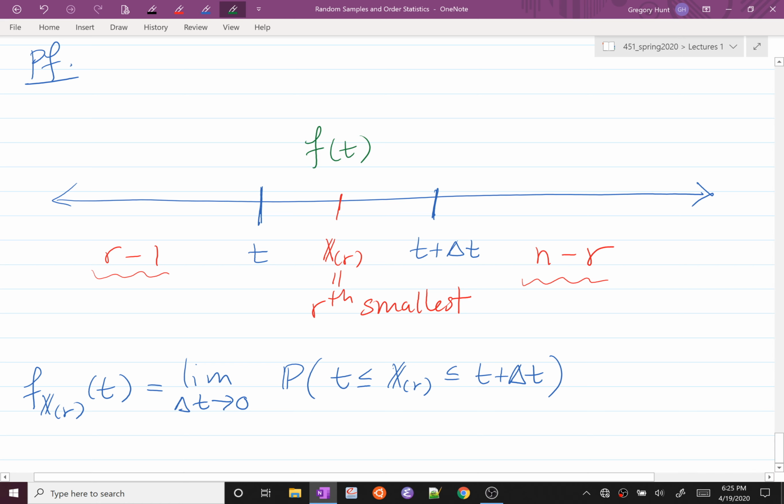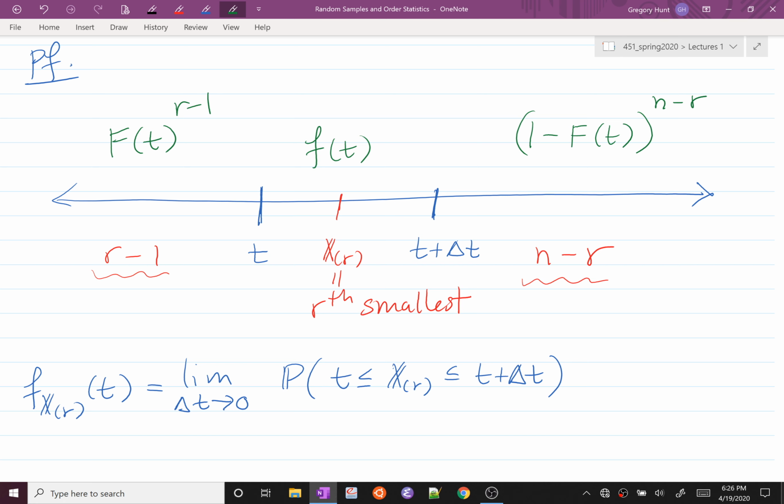The probability that r minus 1 of my values are less than t: the probability that any one of them is less than t is F of t, and if I have r minus 1 of them, since they're independent, it should be F of t to the r minus 1, because I can just multiply the probabilities. And correspondingly, the probability that any of them is bigger than t should be 1 minus the CDF, 1 minus F of t. And if I have n minus r of them, since they're independent, I can just raise that to the power of n minus r.